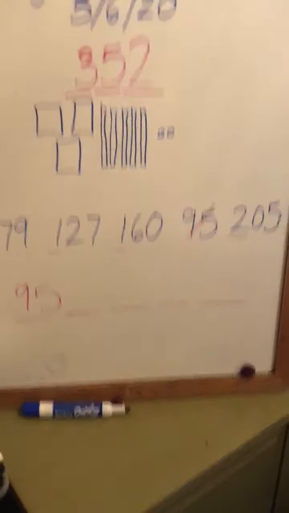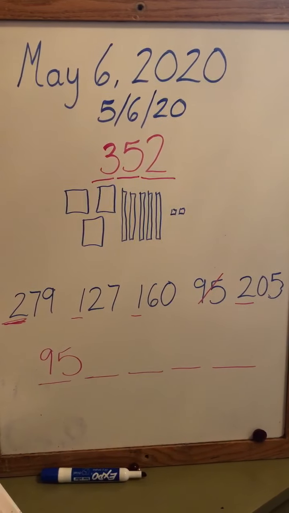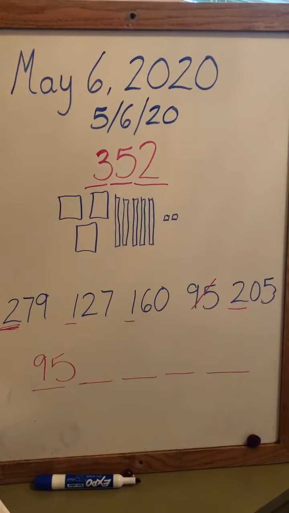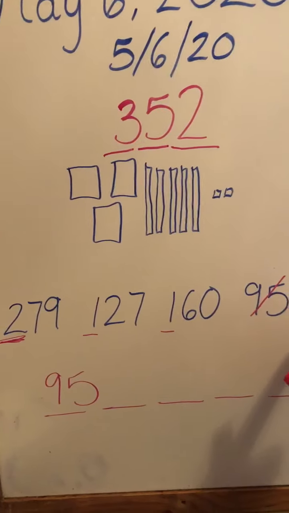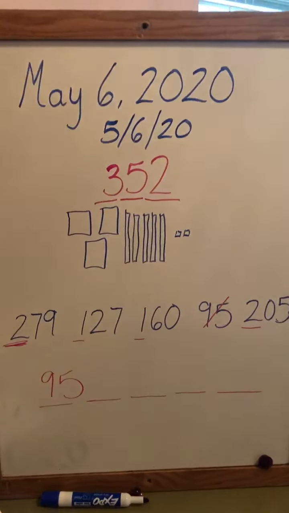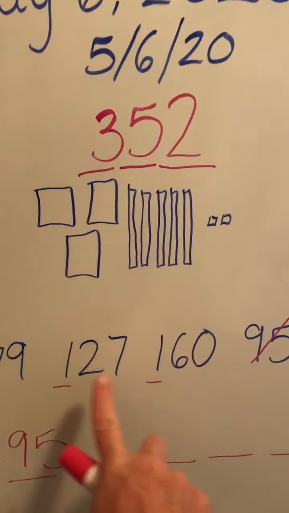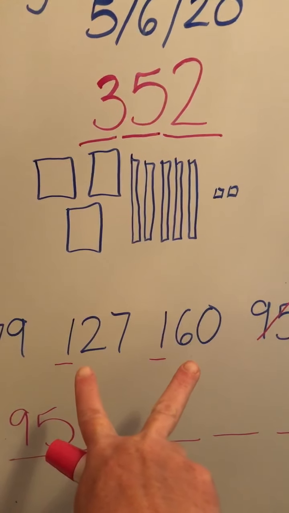Which one would be next? You're going to look at your hundreds place. Remember, we're going least to greatest. Which one would be next? Well, these two on the outside begin with 2s, don't they? They have 200 flats. These two have how many hundred flats? Only 1. So we know that it's going to be one of these 2 numbers.